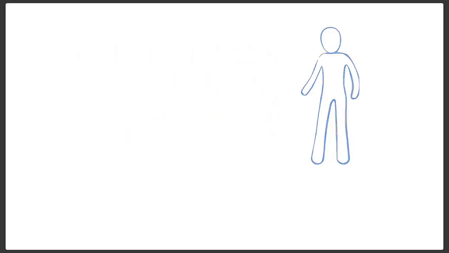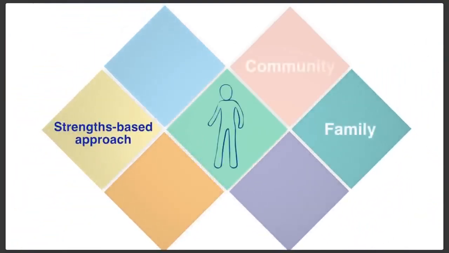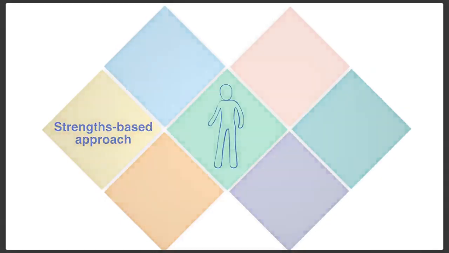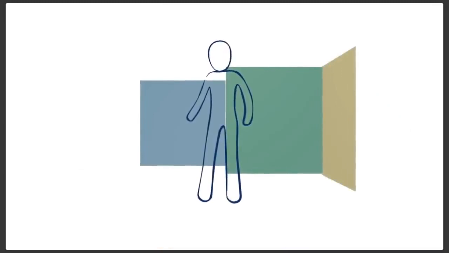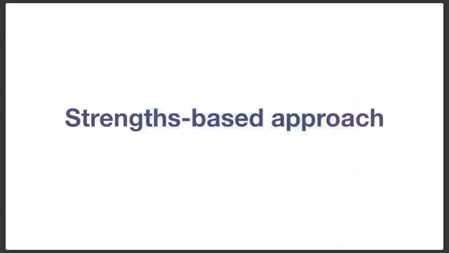So, when we take a strengths-based approach, we look at the wide array of skills and assets of and around the individual. We can involve and link with family, community, organisations, practitioners, local authorities, or facilities and services in working out the best way for their well-being to be promoted. And most important of all, we work together towards achieving the best possible lives and outcomes for individuals. A strengths-based approach, unfolding great lives and outcomes.